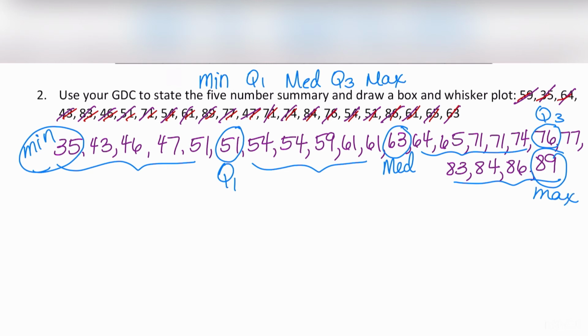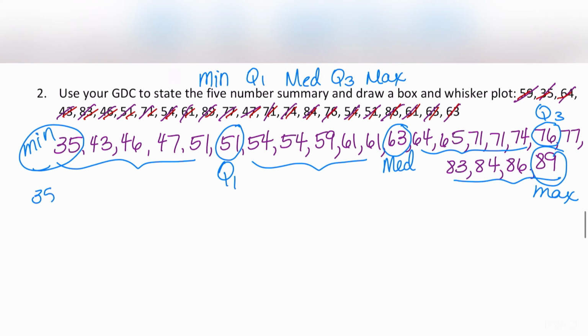When you write down the 5-number summary, there's no need to separate the numbers with parentheses or commas or anything like that. All you do is write the numbers and leave a little bit of space in between them. So I'm going to write 35, 51, 63, 76, and 89, and that is what is referred to as the 5-number summary. Once we have the 5-number summary, we're able to create our graph.